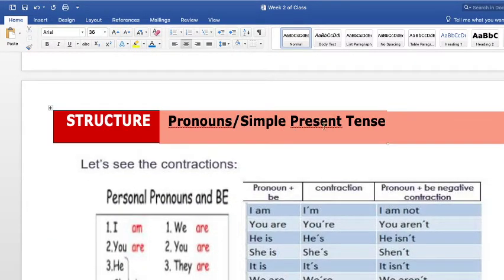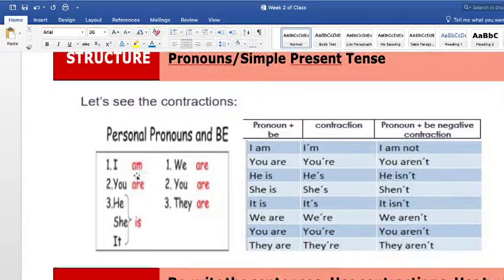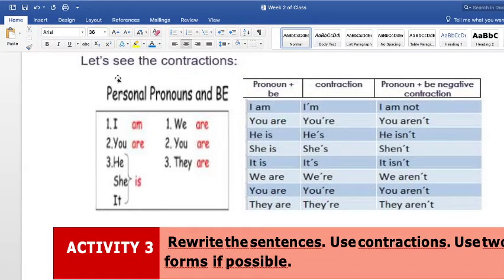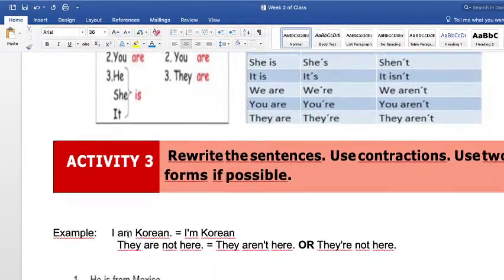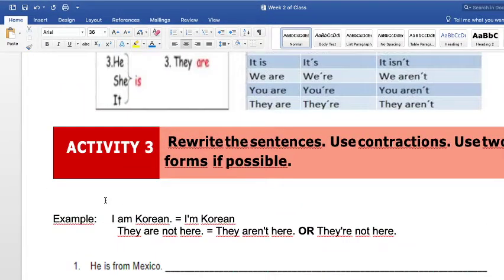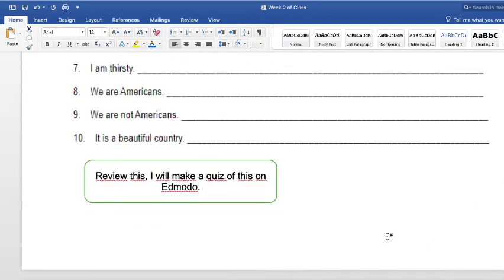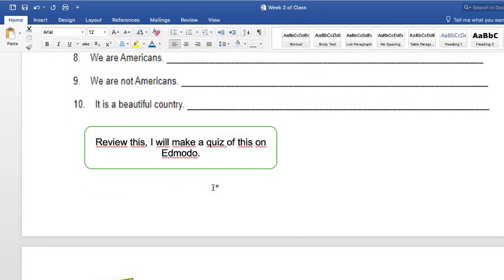Pronouns and simple present tense of the verb be. We already covered this in the previous week, so go back to week 2 and watch the videos about the simple present of the verb be, and over here and over there you'll see something related to this as well. This practice is also included in week 2. Please review it, because I think I'm going to include a writing quiz about this part, probably next week. And I say probably next week because I need to collect most of the work from week 2.